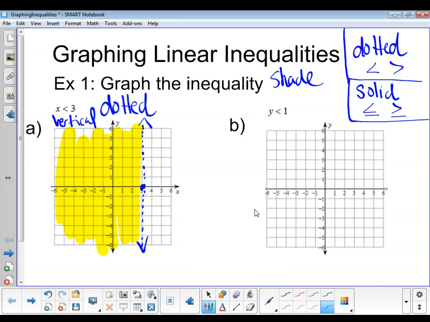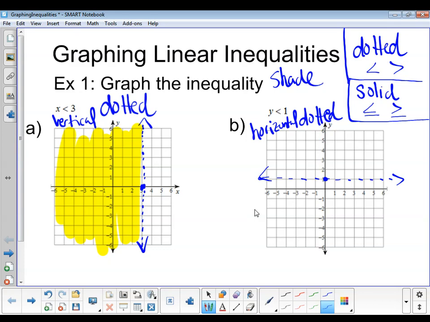For part B, we have y is less than -1. Again, this is going to be a dotted line because we have no line under the inequality. Y lines are horizontal. So I'm going to go up to y equals 1, and I'm going to draw a dotted horizontal line that passes through at y equals 1.